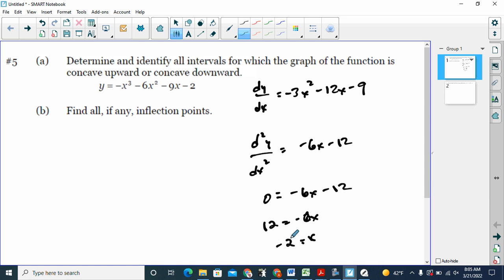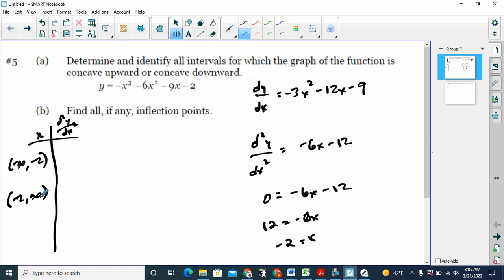We need to see, does the concavity actually change at x equals negative 2? So we are going to set up a chart, an interval chart. Our x is from negative infinity to negative 2 and negative 2 to infinity. And we are plugging into the second derivative. So if I plug in negative 3 into the second derivative, that gives me 18 minus 12, which is positive. If I plug in 0, I get negative.